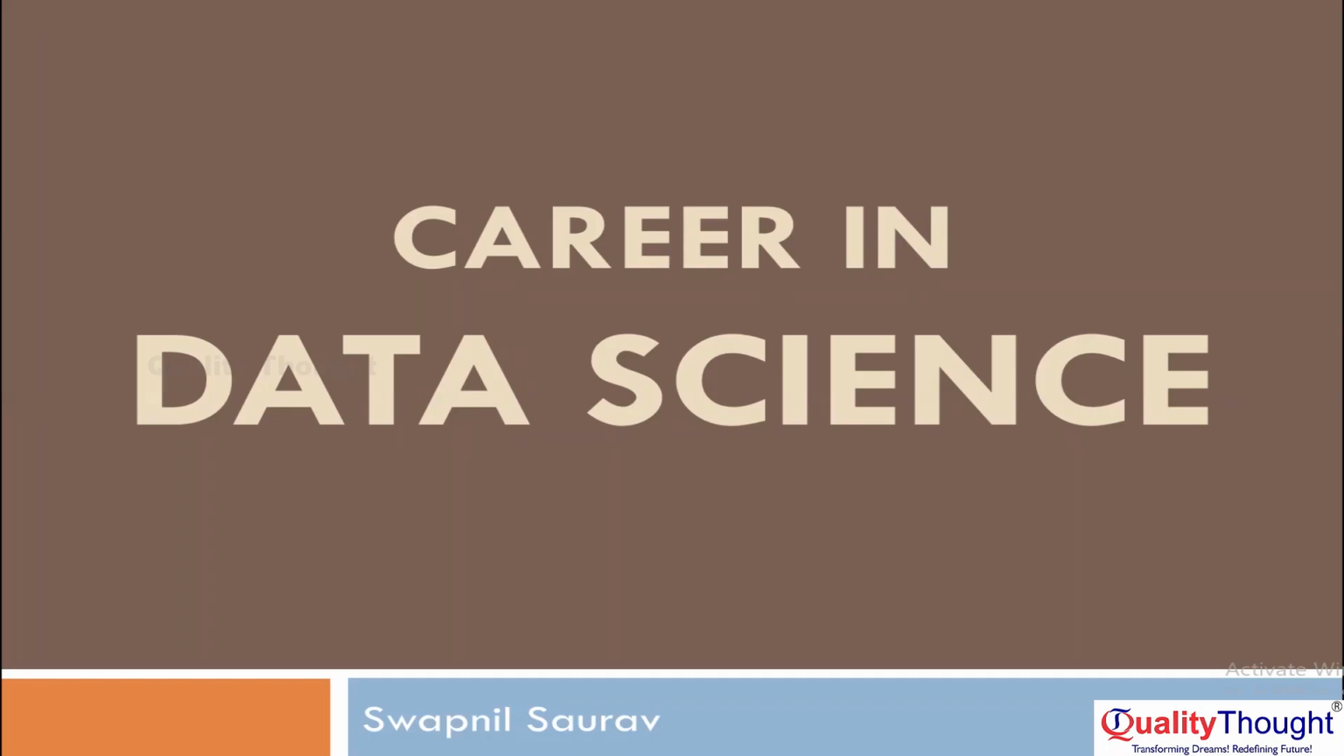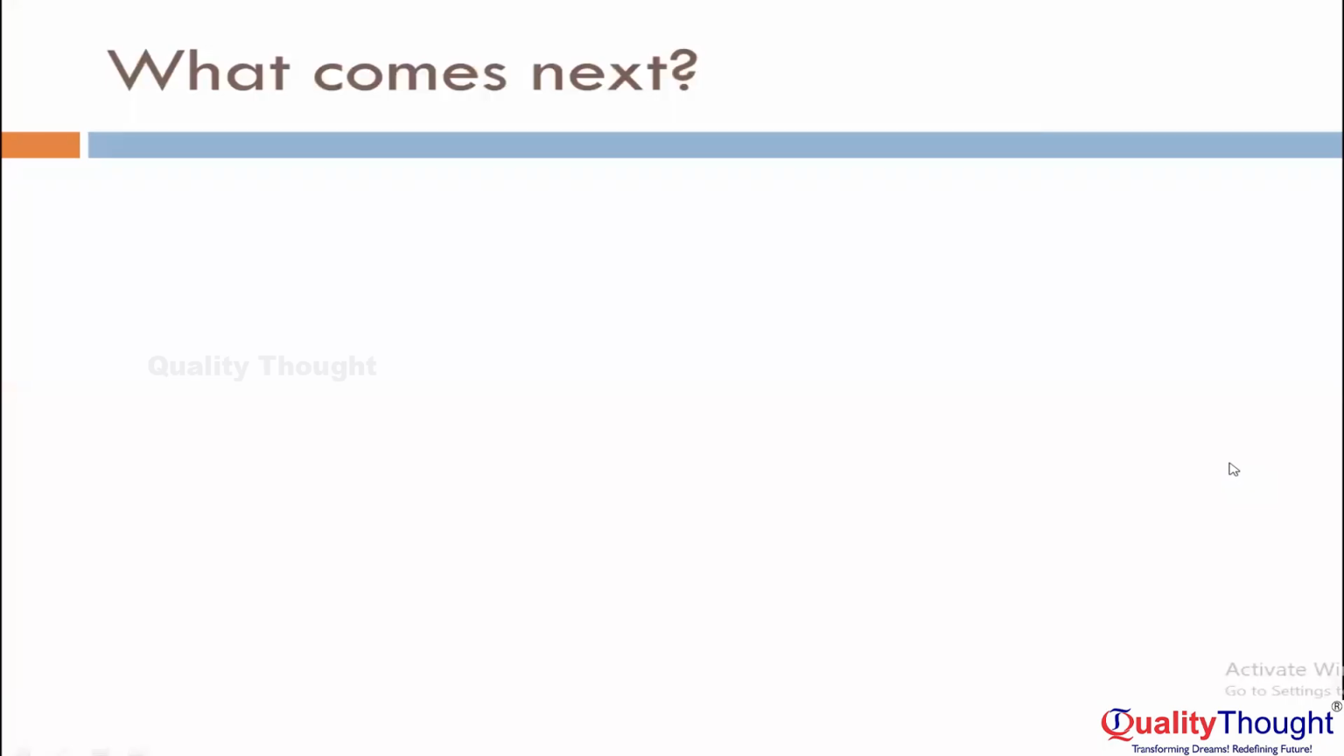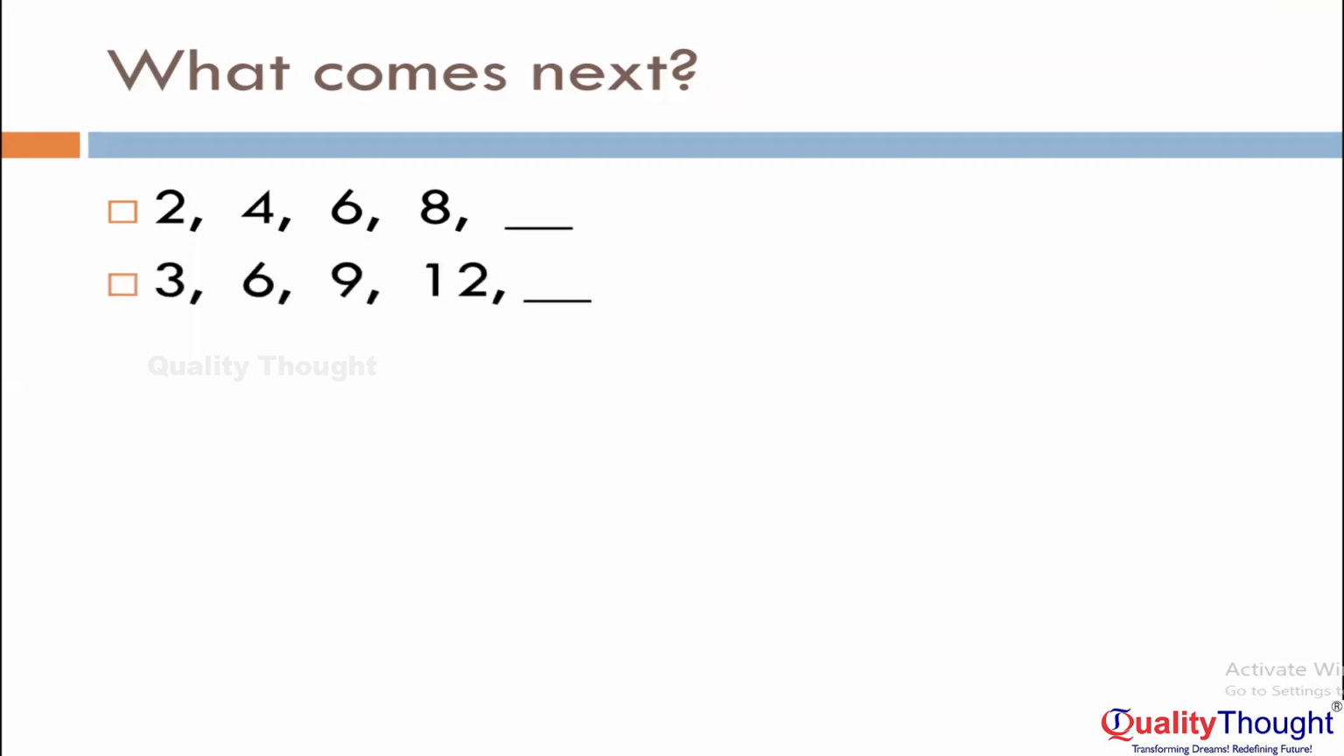Okay. So what is data science? Then I'll talk about what we need to do. Now, can I ask you this question? 2, 4, 6, 8, dash. What would come after 8? 10, right? Yes. Okay, let me ask the next question, then we'll talk about it. What do you think will come after 12? 15, sir. 15. Okay.